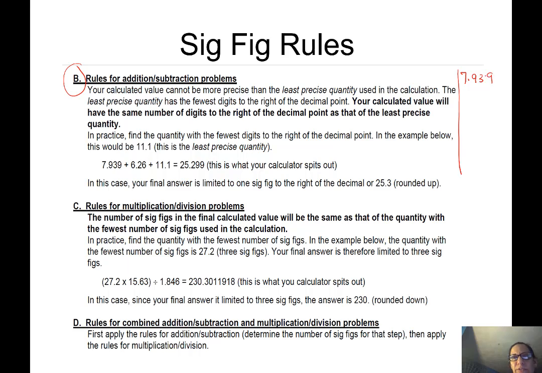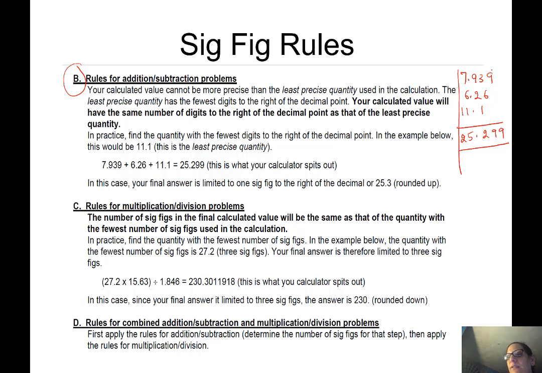7.939. I would suggest always writing these numbers like this, one below the other, because addition and subtraction is a little tricky. So you get 25.299. Okay. So if I round this to the closest value, it comes out to be 25.3.